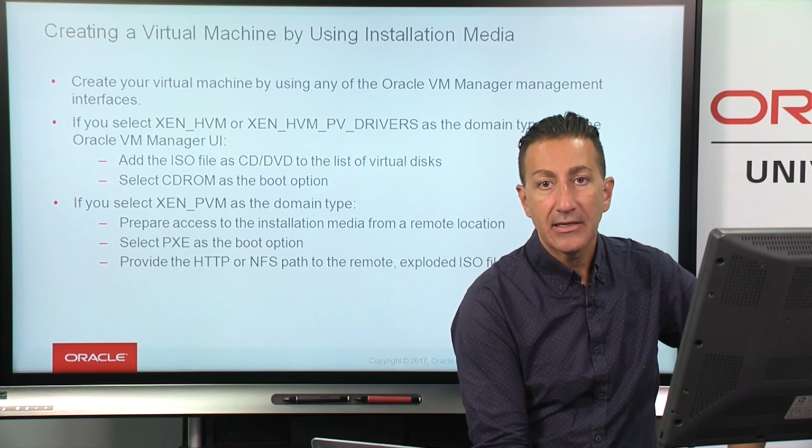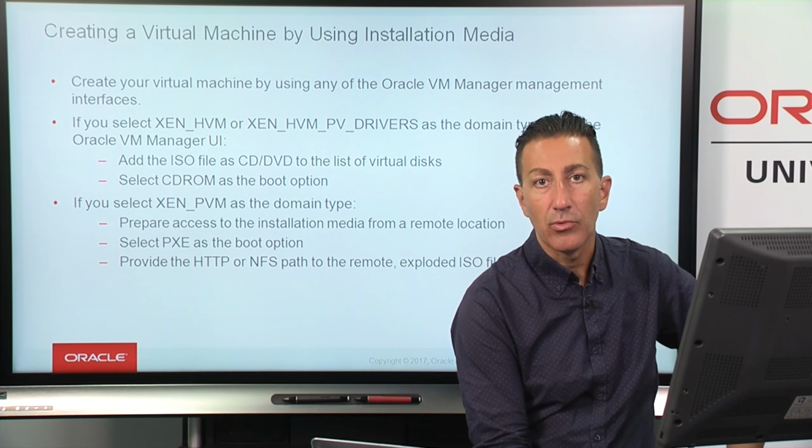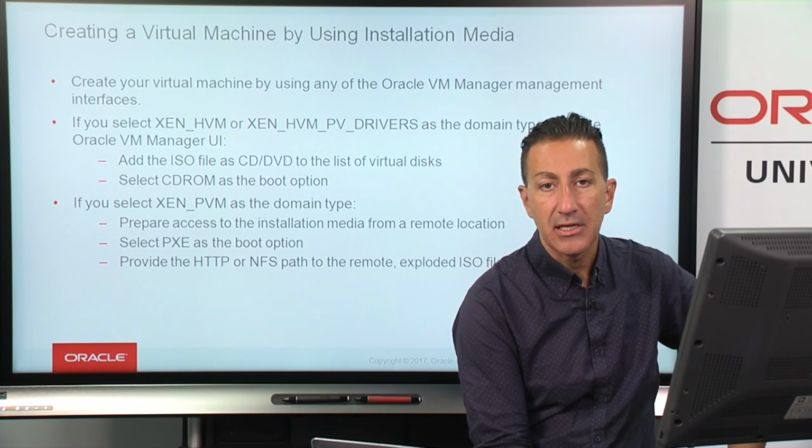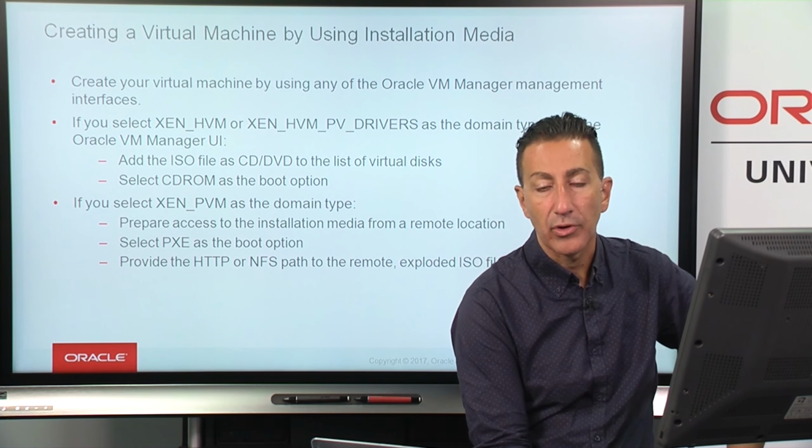After that, you need to add at least one disk device as a CD or DVD. So you need to select as the boot option this CD or DVD, and you need to attach the ISO image file to this virtual CD or DVD. If you select Xen PVM as a domain type, remember that you have no option to emulate a DVD or CD device. So we need to prepare the access to the installation media from a remote location.